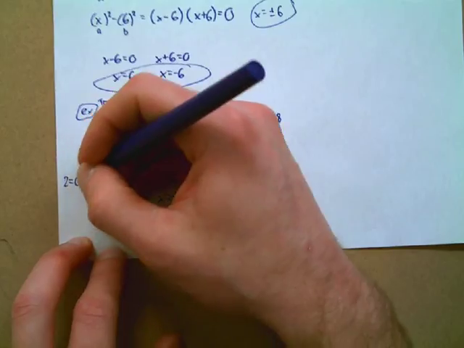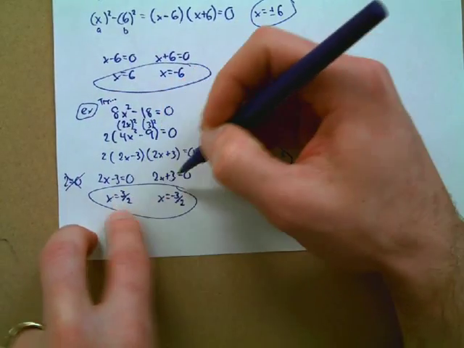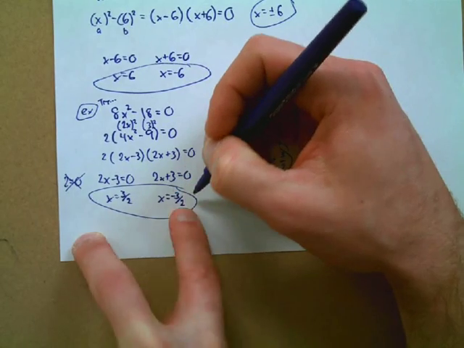Okay? Alternatively, you could have added the 18 over, divided both sides by 8, and then taken the square root of both sides and gotten the plus or minus 3 halves as well. That's another alternative.